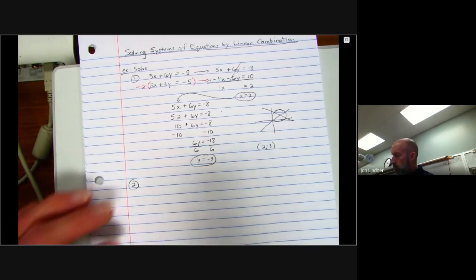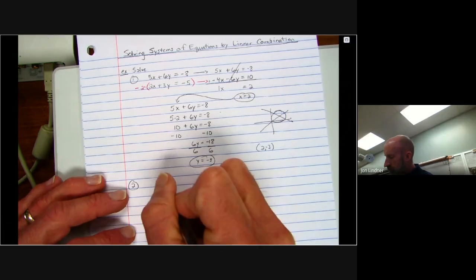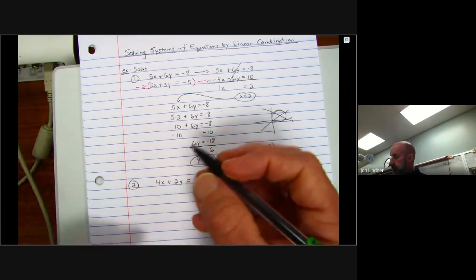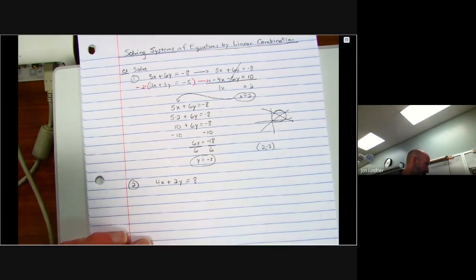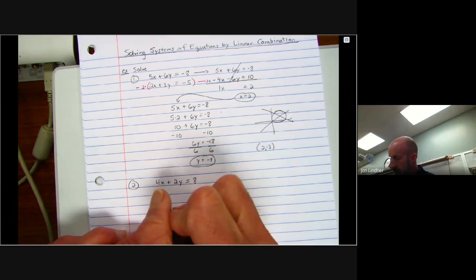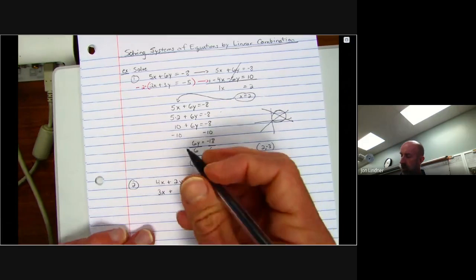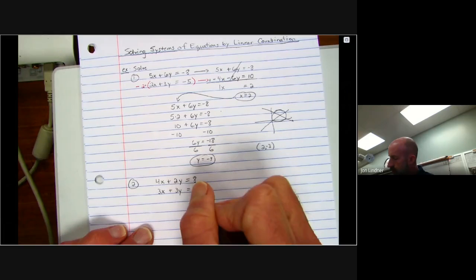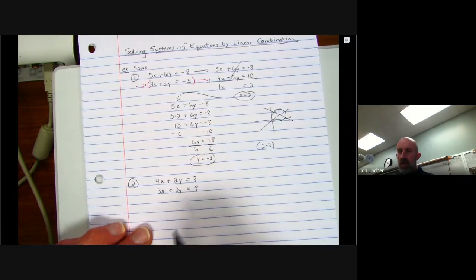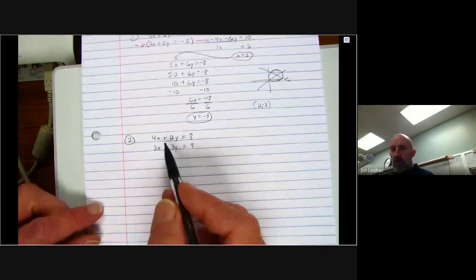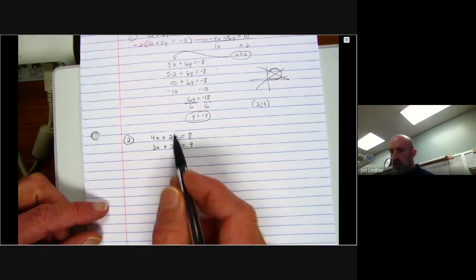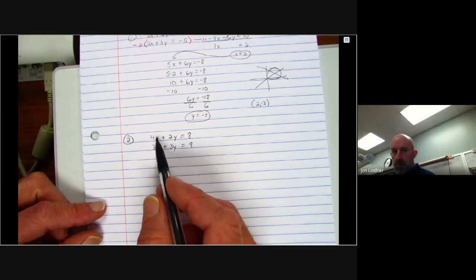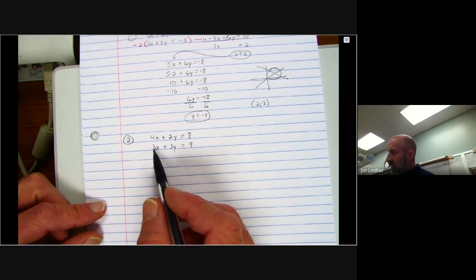Let's say that we had 4x plus 2y equals 8. And I'm looking behind me at my notes page. 3x plus 3y equals 9. Now, our goal is still to eliminate either the x or the y variable. So in this case, I'm going to have to multiply both equations by something to get an opposite.